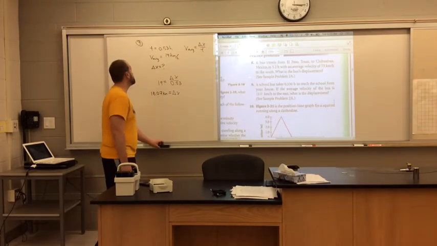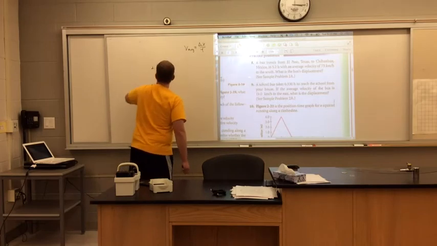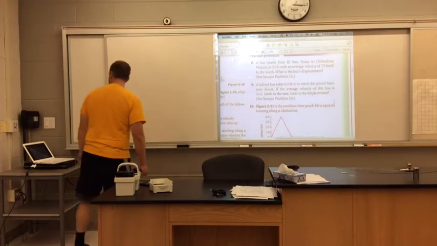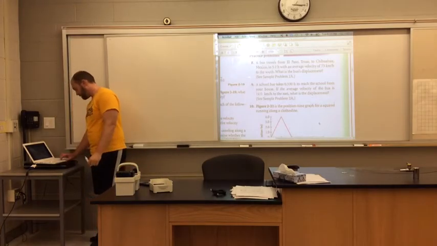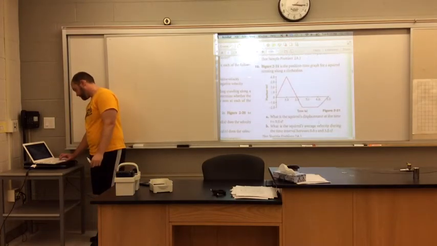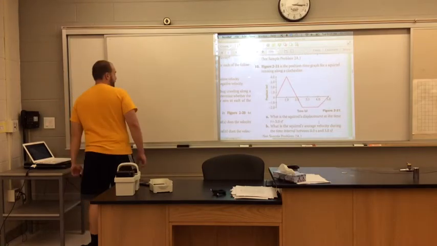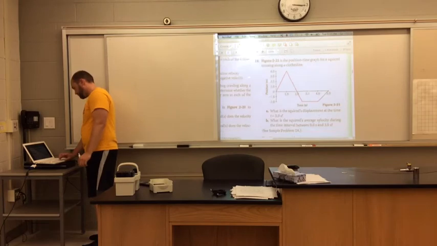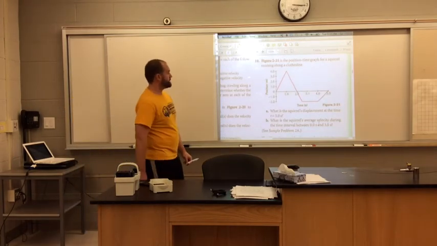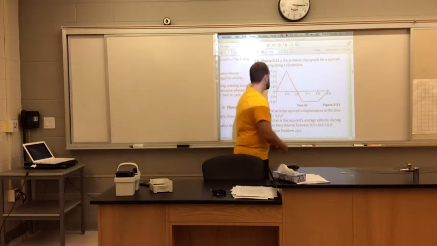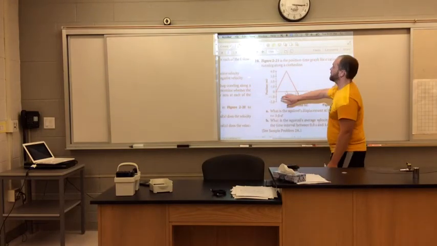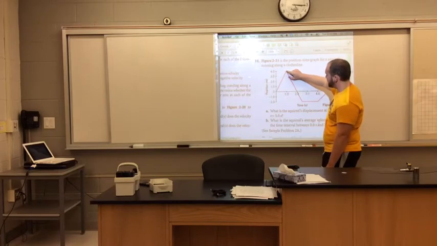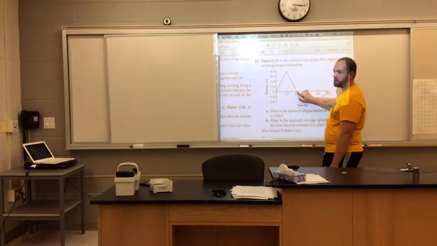Number 10. Here's a squirrel running along a clothesline in number 10. And they ask, move that up a little bit. Okay. And they say, what's the squirrel's displacement at time 3? Let's look at this graph a little bit first. So in 1 second, the squirrel runs up to 4 meters. And then the squirrel runs back to where it started.